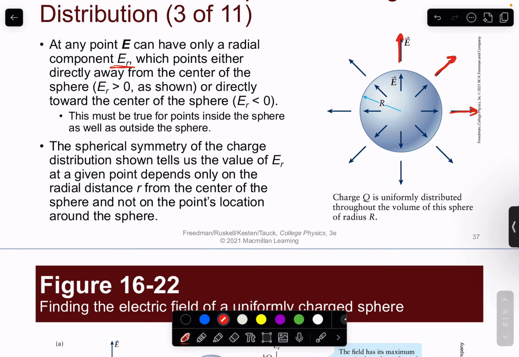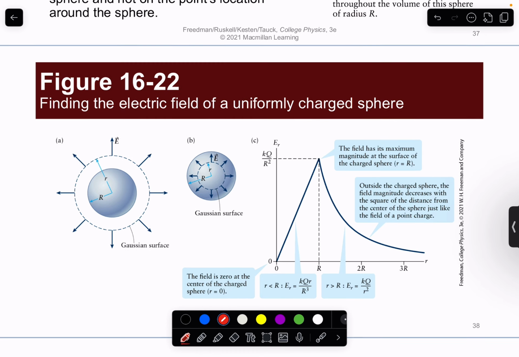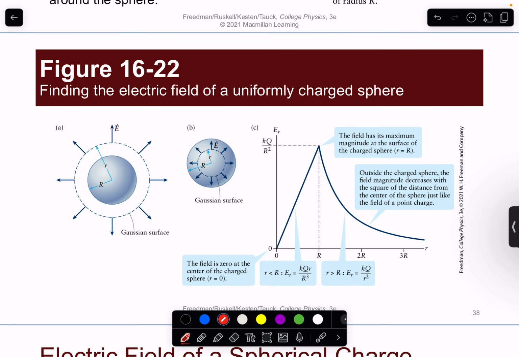So this is all just kind of a preamble, right? A setup. We're describing now the electric field of a three-dimensional object, and then we're going to see how Gauss's law helps us with that, okay?